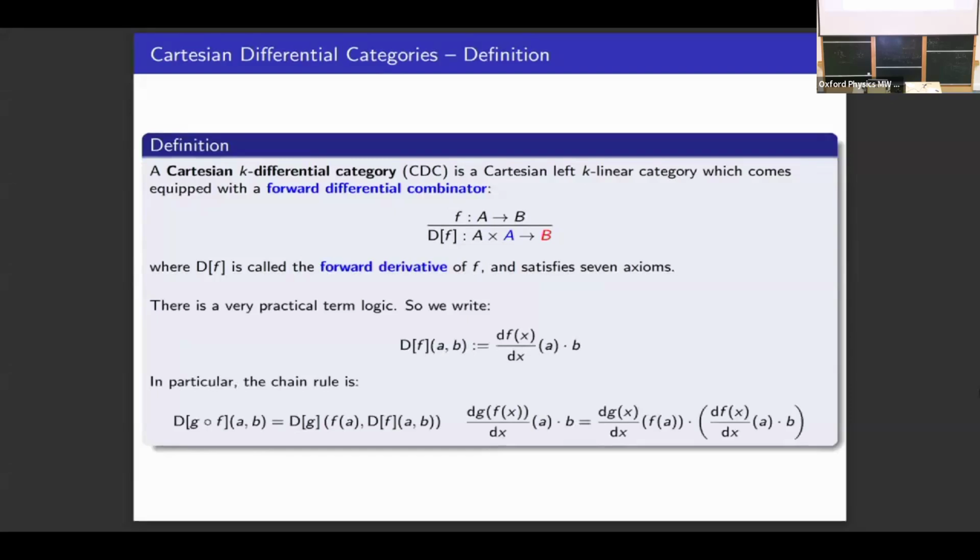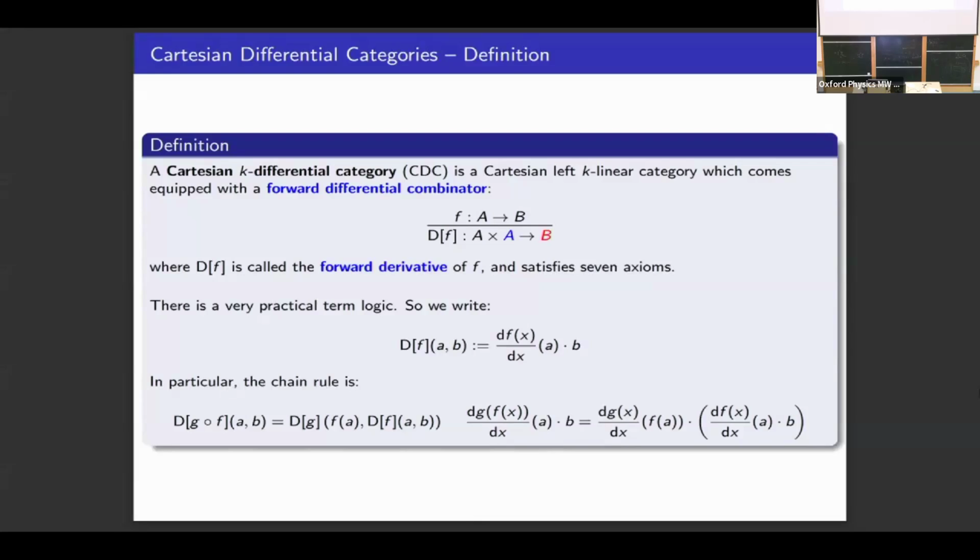And there is a very practical term logic for Cartesian differential categories. So we're always going to write down differential derivatives like so. This notation is inspired from the notation from differential calculus. You think of this A as being the point of your derivative, the point input, and B as being the linear vector input of your derivative. And this lower d of x is the variable that's being derived, so it's bound.